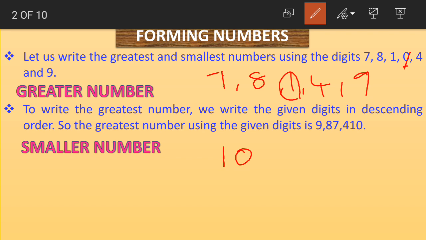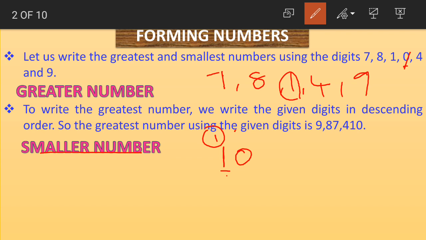Understood, children? 0 means nothing, right? If we write 0 in the first place, its place value will not be counted. So we write 0 always in the second place in such questions. Whenever we are forming the smallest number, we write 0 in the second place. And what do we write in the first place? We write the next smallest number in the first place.